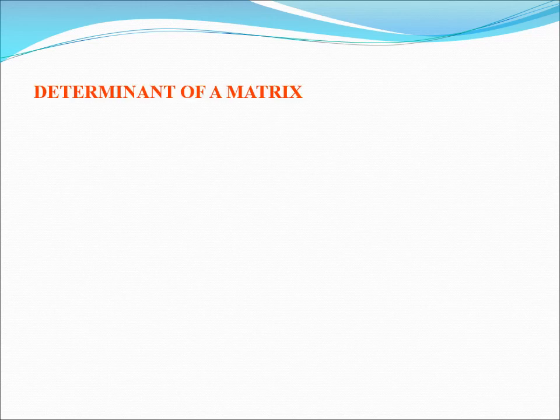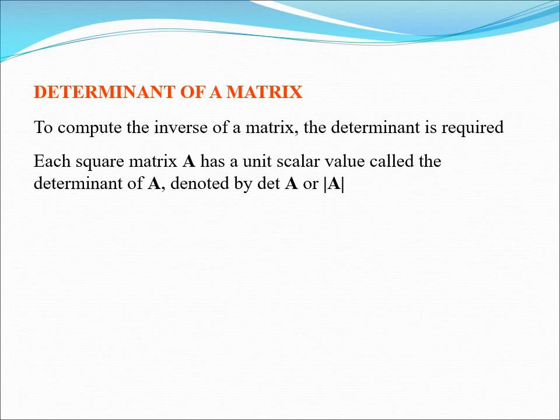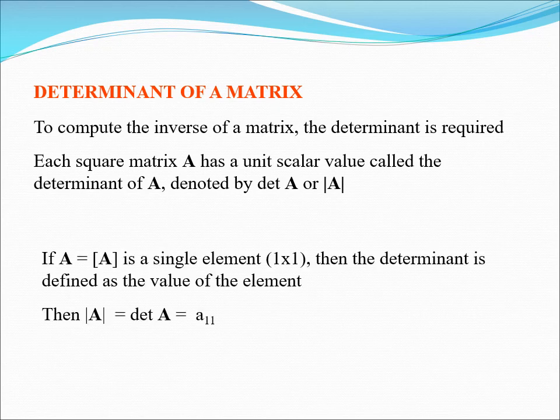Another important operation of a matrix is finding the determinant. This is mostly required whenever we need to find the inverse of a matrix. Every square matrix has a unique scalar value which is called the determinant. When a matrix contains a single element, the determinant is the value of that element itself.